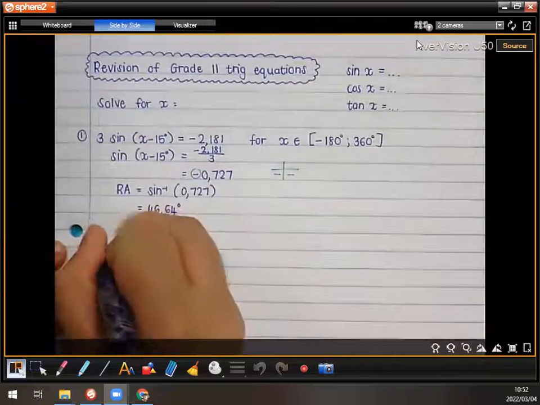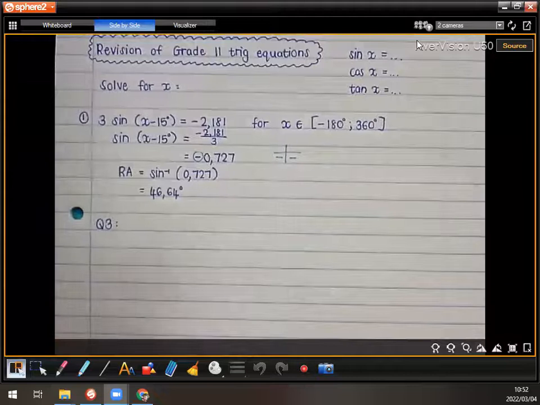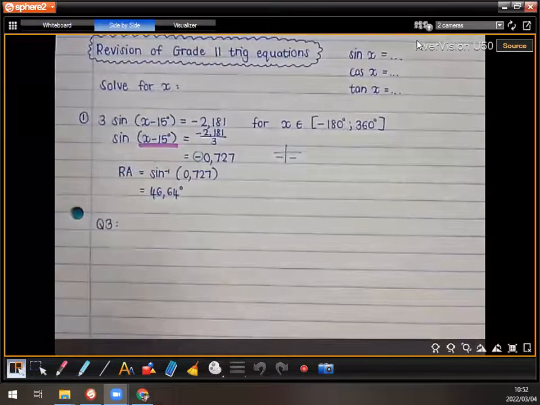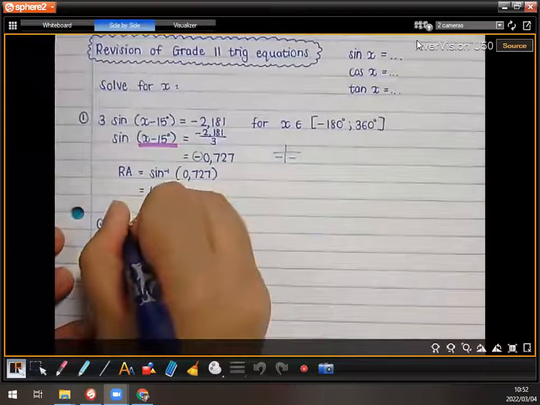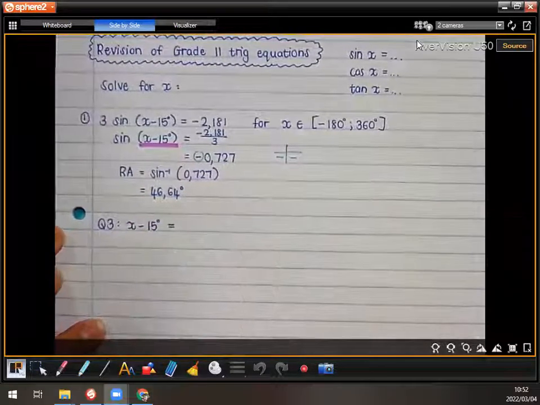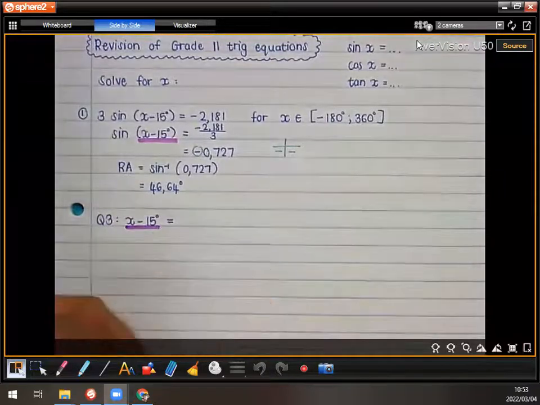So, quadrant 3. Now, guys, the angle in this case was a more complicated angle. It wasn't just x, so we can't just say x equals. You have to do the whole angle. I'm just revising, so we have done questions like this before. So x minus 15, that whole angle, we are using.